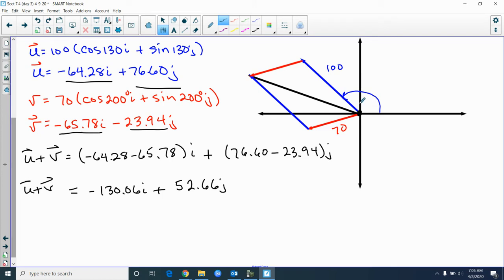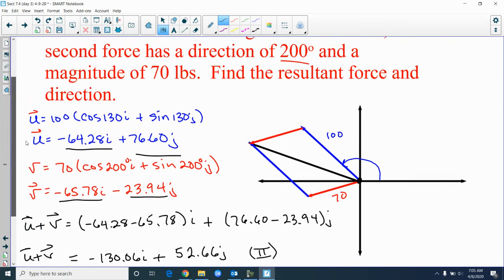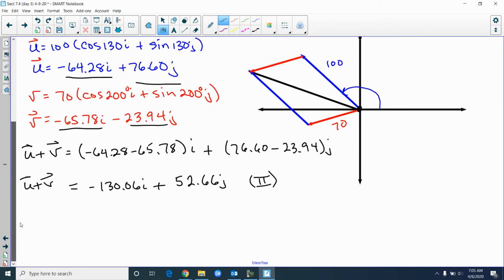What quadrant is that in? Now, we suspected it would be in quadrant 2 because of how we drew the figure. Right now, since that's a negative and a positive, you absolutely know that's going to be in quadrant 2. That's going to be very important for the direction. The problem says find the resultant force and direction. I need to know the pounds, and I need to know the direction. Is it 100 degrees? Is it 200 degrees? Obviously, it's going to be somewhere between there.